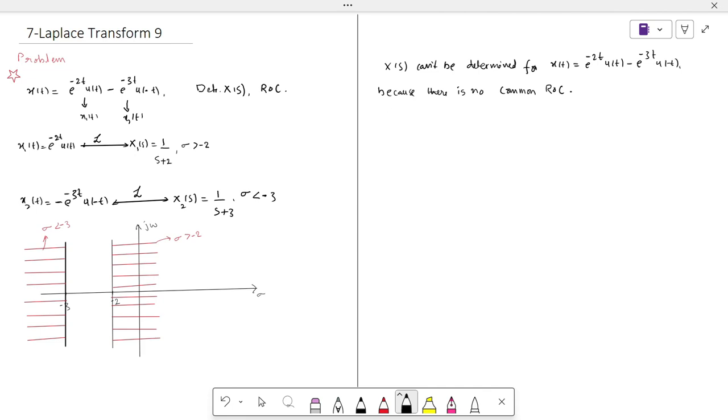It's very, very important. These are related to the region of convergence. The Laplace transform is defined based on the region of convergence. Then in the next class we will discuss some more problems. Thank you.